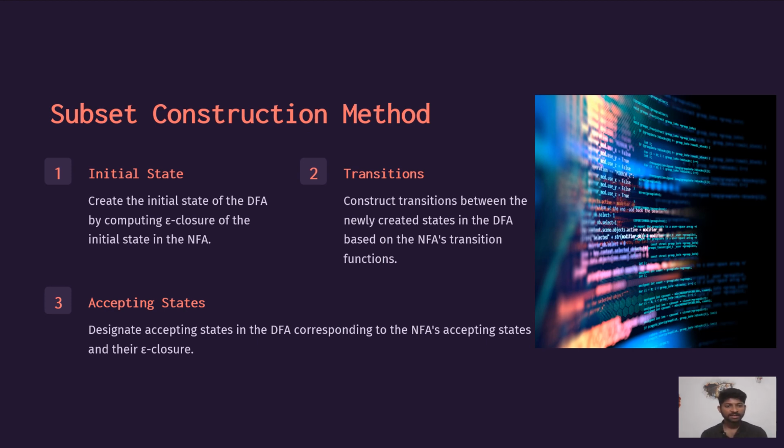The initial state. Create the initial state of the DFA by computing E-closure of the initial state in the NFA. Second, the transitions. Construct transitions between the newly created states in the DFA based on the NFA's transition functions. Third, accepting states. Designate accepting states in the DFA corresponding to the NFA's accepting states and their E-closure.